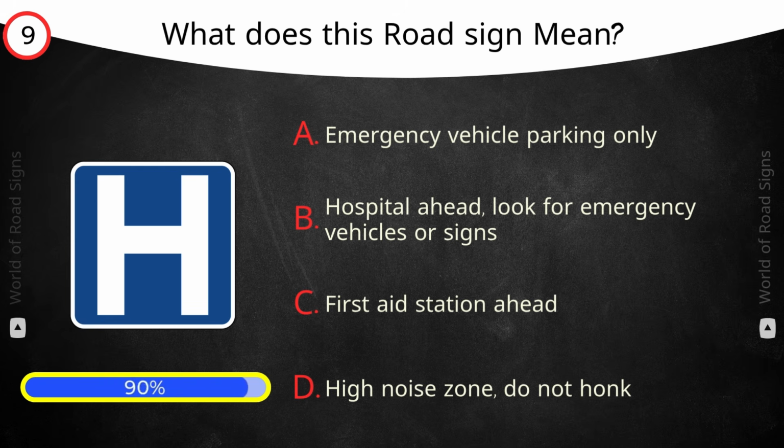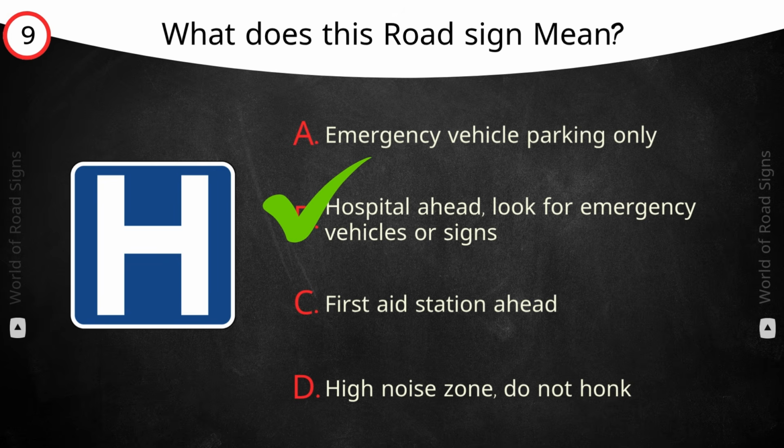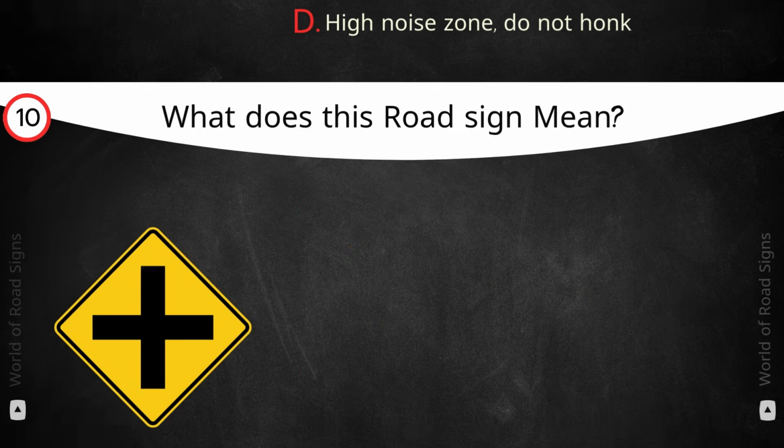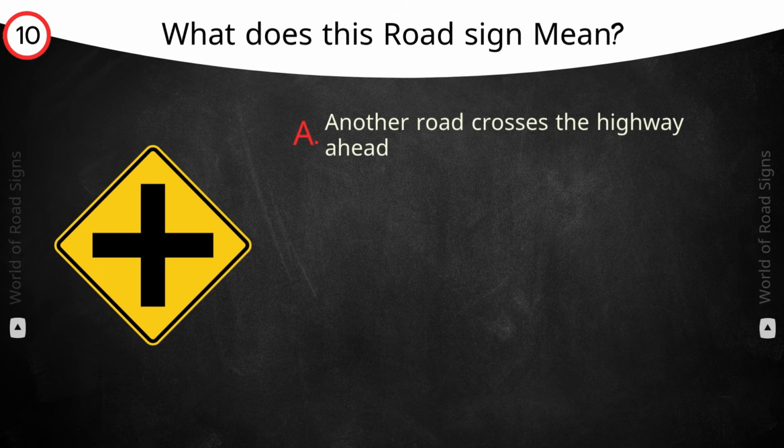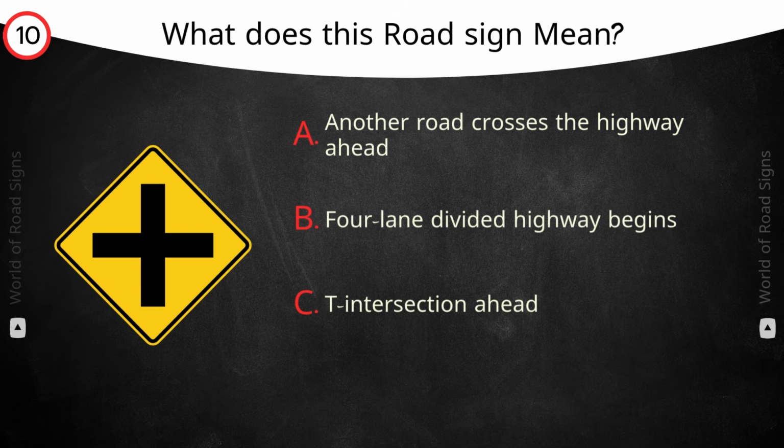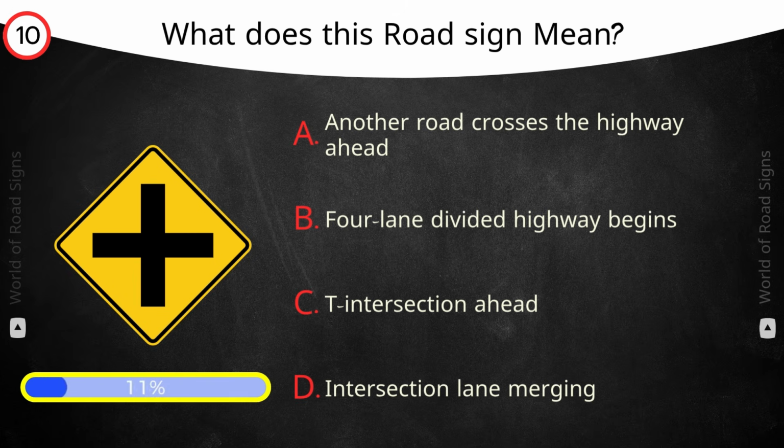The correct answer is option B. Hospital ahead. Look for emergency vehicles or signs. Question 10. Do you know the meaning of this sign? A. Another road crosses the highway ahead. B. 4-lane divided highway begins. C. T intersection ahead. D. Intersection lane merging.